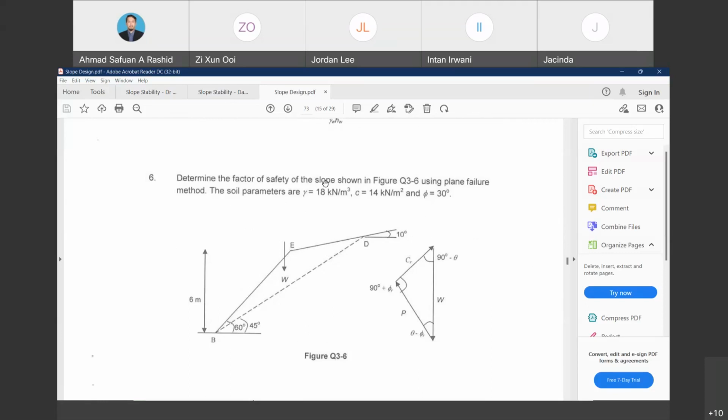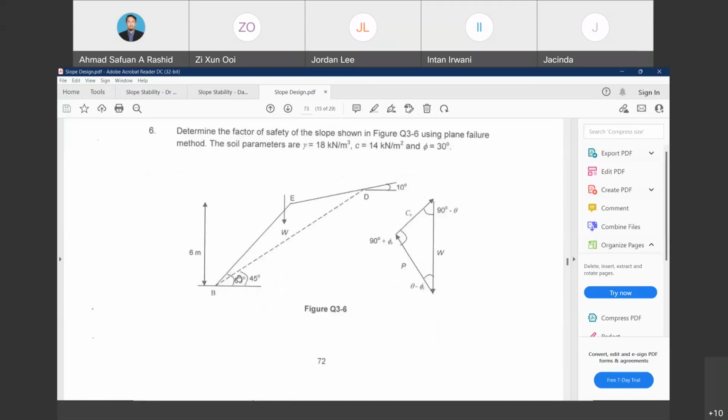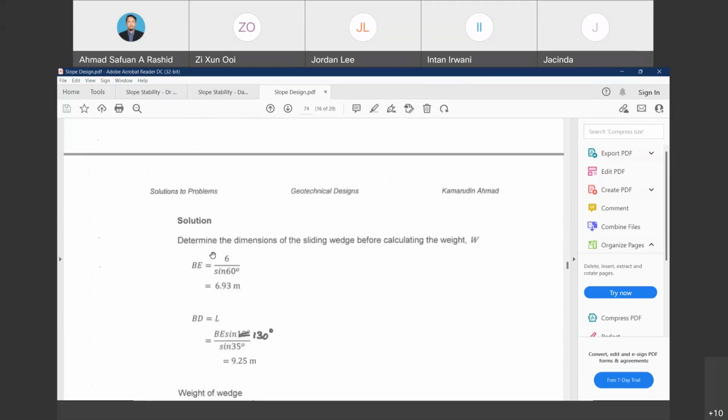Determine the factor of safety of the slope in figure Q36 using the plane failure method. The soil parameters are unit weight 18, c equal to 40, and phi equal to 30. The first job is to determine the volume of this block, and then we multiply with the unit weight of 18 and also the height. So first, determine the dimension of the sliding wedge before calculating the weight W.